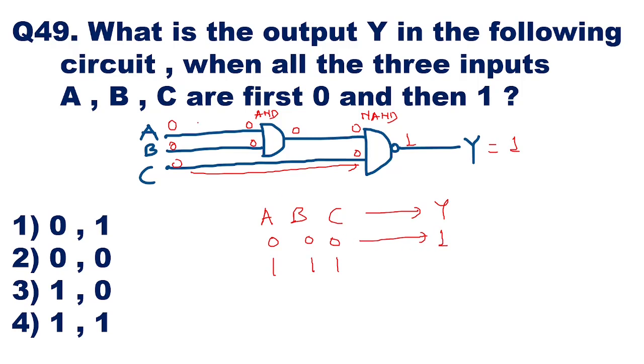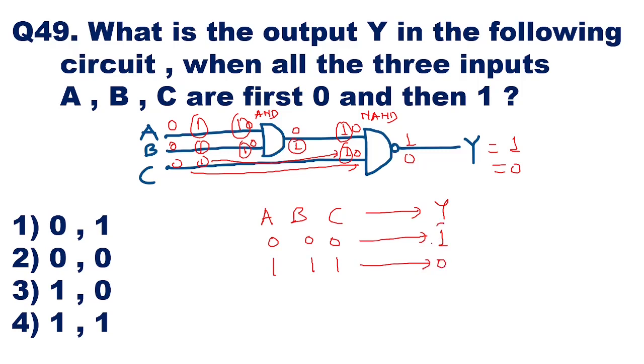When all the three inputs are 1, 1, 1, what will happen? So this will be 1, this will be 1. 1 into 1 is 1, the output of the AND gate will be 1. Again, this 1 is going to come here. So this will be 1 and this will be 1. So 1 into 1 is 1, and the output of the NAND gate will be 0 in that case.